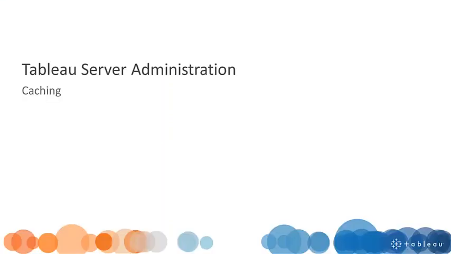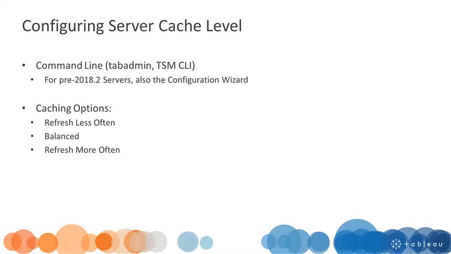Let's hop back into PowerPoint here for a couple more notes on administration. First, we'll talk about caching. In order to configure your server level caching, you can use the command line tool, or in pre-2018.2 servers, the configuration wizard. And you'll see 3 caching options: refresh less often, which holds onto your cache for a longer period of time; balanced, which lets you specify the amount of time that you want server to hold onto the cache; and refresh more often, which will reduce the amount of time that server holds on to any cached data.